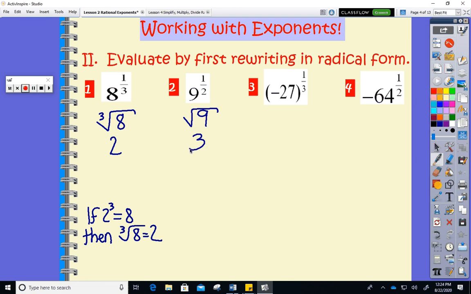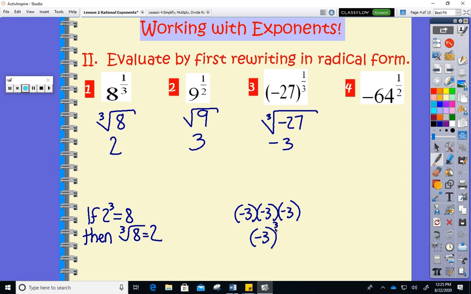Now, on the next two, look at where the negative is and the parentheses. This is important. We need to make sure you know that there is a difference in the way you write the problem, the way you think of the problem. So on the third one, this is the cube root of negative 27. So what number do I multiply by itself 3 times in a row and get negative 27? Well, the answer is negative 3. Because think about it, negative 3 times negative 3 times negative 3. That's an odd number of negatives. So you know it's going to turn out negative. And 3 times 3 times 3 is 27. So the cube root of negative 27 is negative 3.